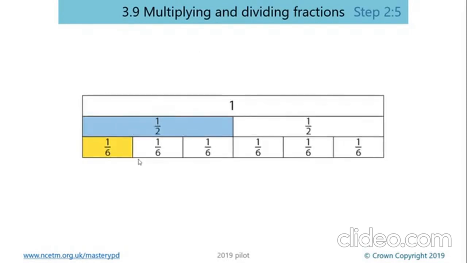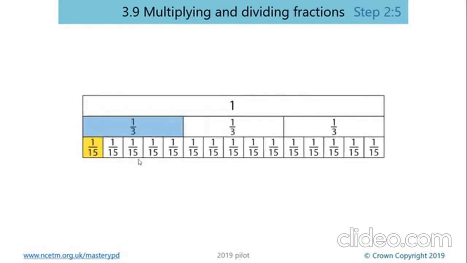What about this one? What would the question be? 1/2 divided by something equals 1/6. Remember, yesterday we would have said 1/2 multiplied by something, but today we're thinking of division. 1/2 divided by 3 equals 1/6. Did you get it right? What about this one? 1/3 divided by something equals 1/15. Did you get it right?